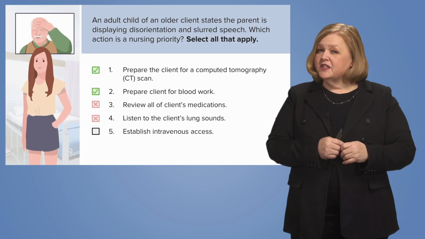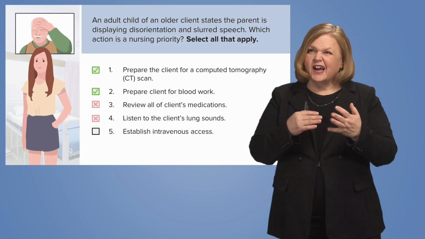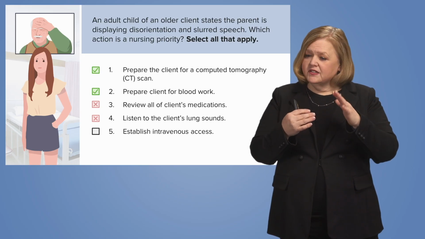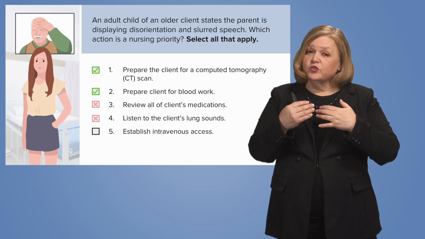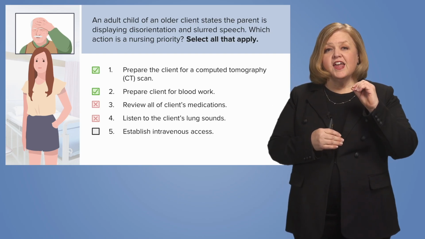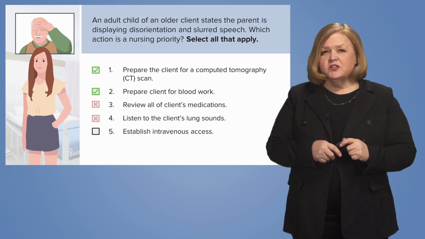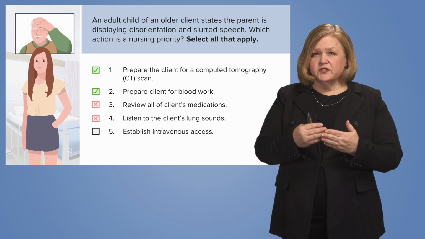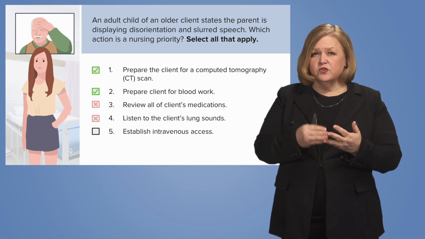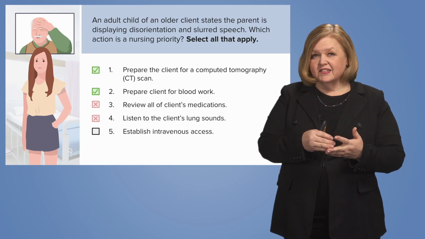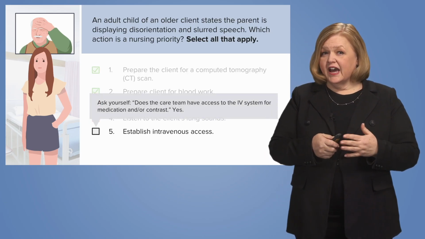Now we're up to number 5. But before we do, how'd you do on the first 4? Remember, if you got it right or wrong does not matter, because it's what you're learning through the process that's most important. Number 5, establish intravenous access. So is that a priority for someone who is an older client with new onset and I'm suspecting a stroke? It is. This patient is likely going to need a higher level of care.